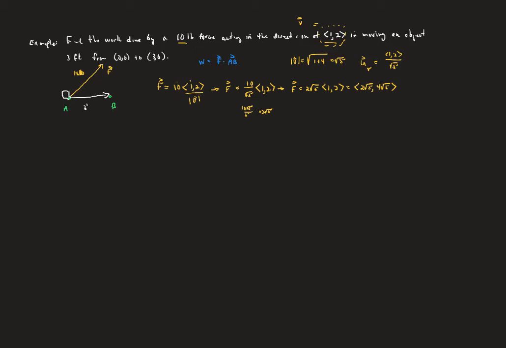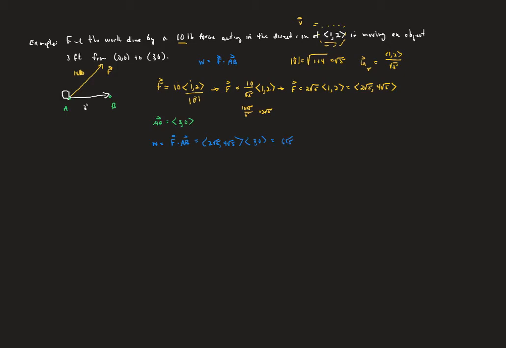Our direction vector, AB, that's just going 3 to the right. So that's 3, comma, 0. And so the work done is going to be the force dotted with the AB. So we've done all the hard part. Now we're going to take that 2 square root of 5, comma, 4 square root of 5, and dot that with 3, 0. And so that looks like it's going to be 6 square root of 5.